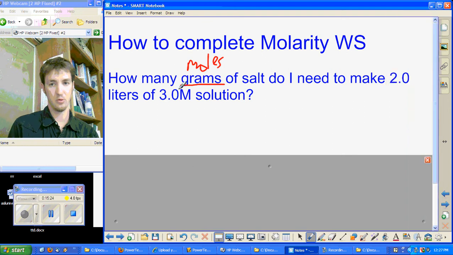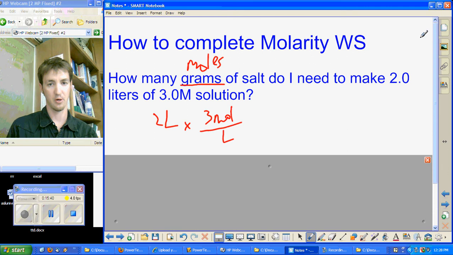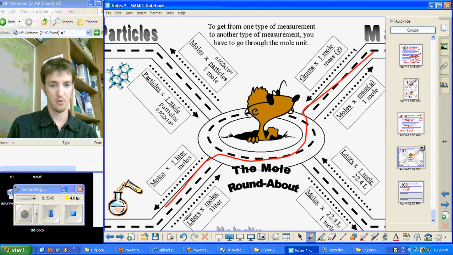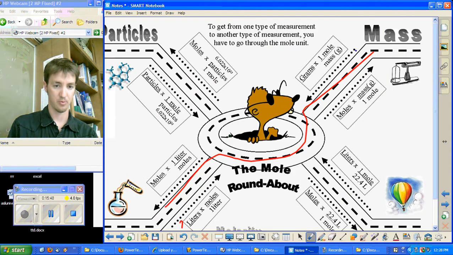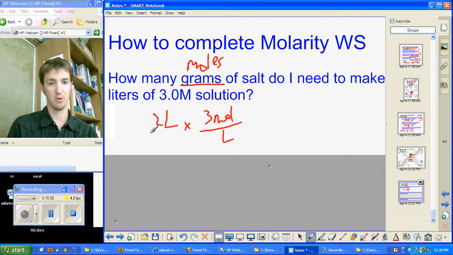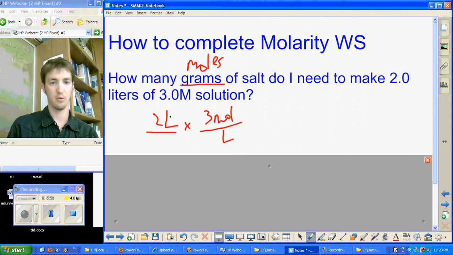So how many grams of salt do I need to make a 2 molar solution? So if I know I have to go to moles first, I'm going to take the volume, the 2 liters, times 3 moles per liter. So how do I know I'm doing that to get moles? Because that's what this step is. The volume times 3 moles per liter. 2 liters times 3 moles per liter to get moles. I'm just going to keep going because I know I have now just canceled out liters, and so that means I have moles.